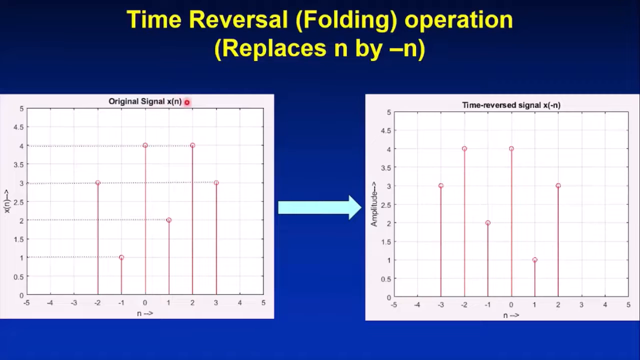You have the original signal here, and mathematically, if you are describing this, n will be replaced by minus n in x of n. So if the original signal is x of n, this is x of minus n. And you can see that the sample at n equal to minus 2 will appear at n equal to plus 2. Similarly, the sample at n equal to 3 will appear at n equal to minus 3. So this is called time reversal, or folding, or you also call it reflection.